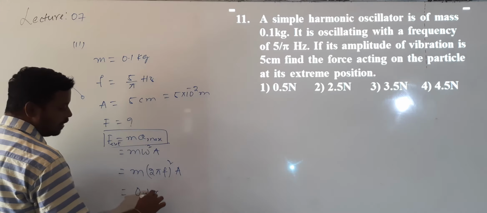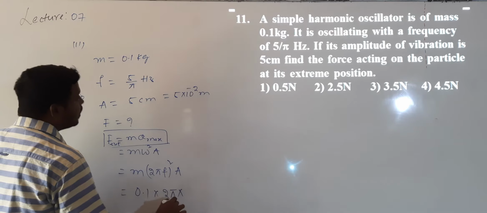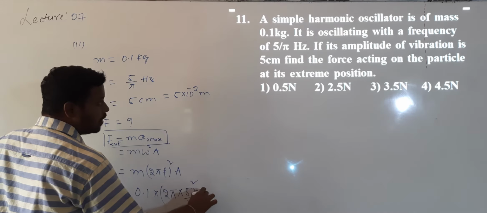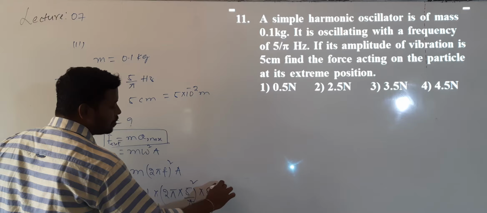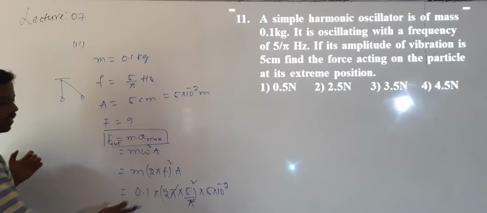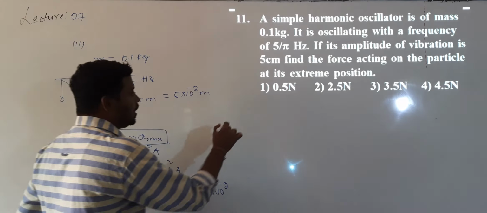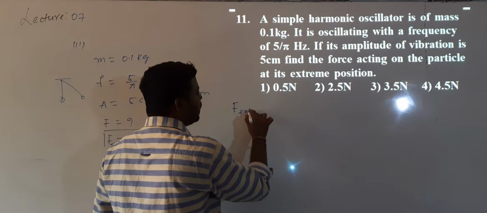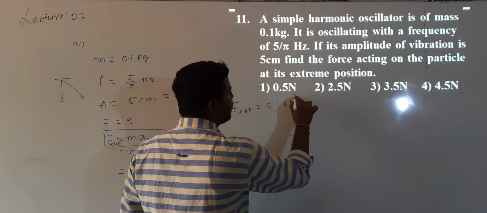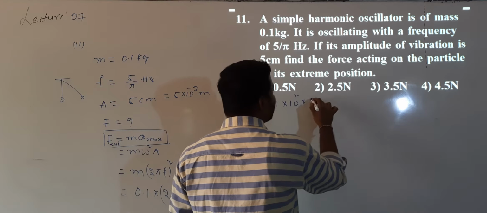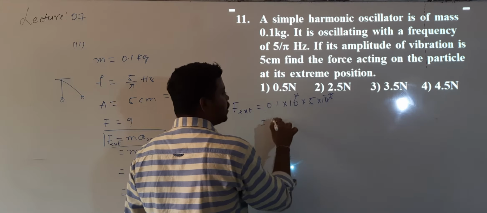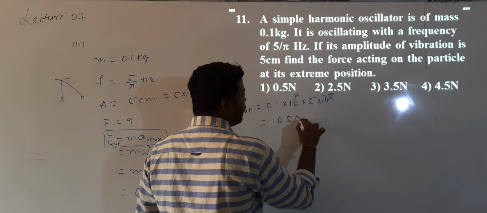M value 0.1, 2 pi you keep as it is, f value is 5 by pi, whole square, into amplitude value 5 into 10 power minus 2. So the pi value cancels. Then 5 twos are 10 square. So what is the F value? F will be equal to 0.1 into 10 square into 5 into 10 power minus 2. Plus 2 and minus 2 cancel. 0.1 into 5 is 0.5 newtons.